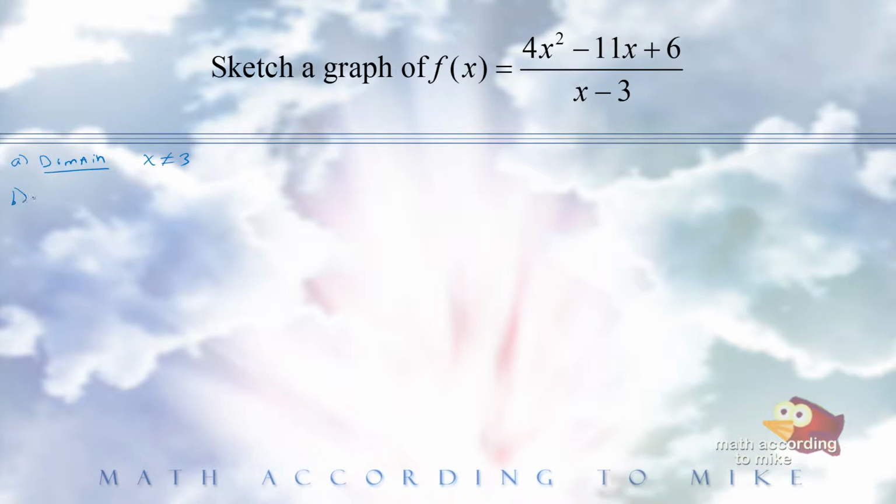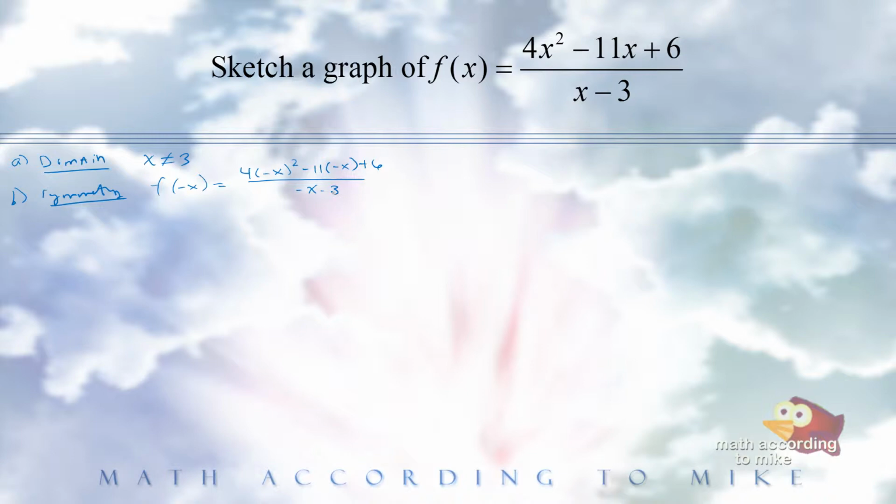Now let's talk about symmetry. Remember, to check for symmetry, we would put in negative x in for x. And then after simplification, if we got back what we started with, it's even. If we got back the negative of the original function, it's odd.